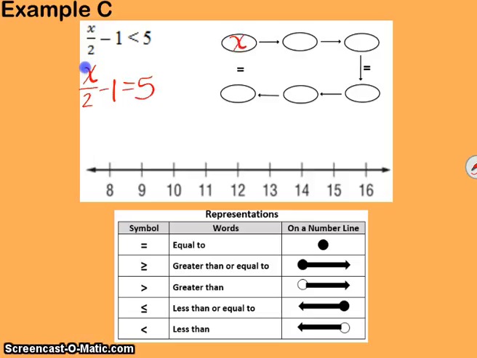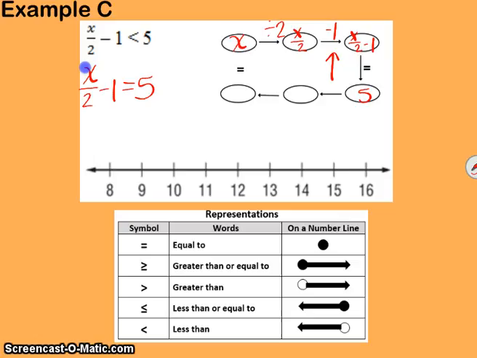So first is my variable. Well, that fraction means division, so I know that I'm dividing by 2 here. And x divided by 2 is just x over 2. And then the next step in my equation would be to subtract 1. Well, x over 2 minus 1 is just x over 2 minus 1. And that's all equal to 5.